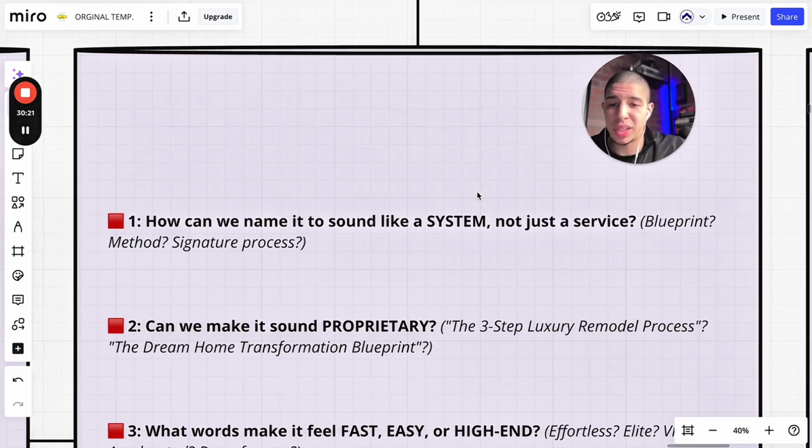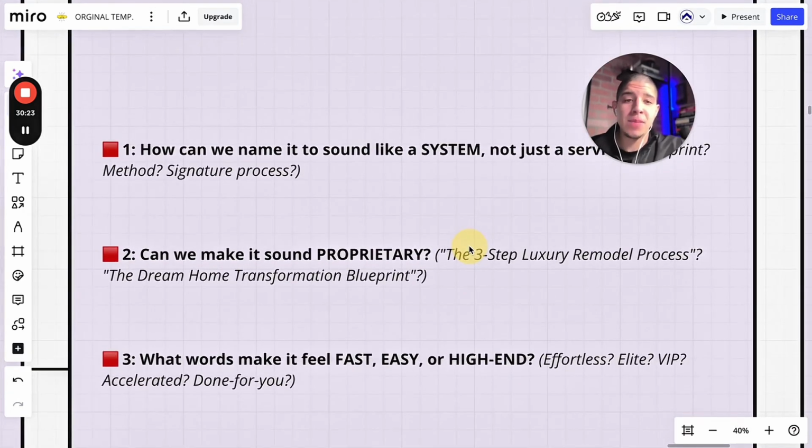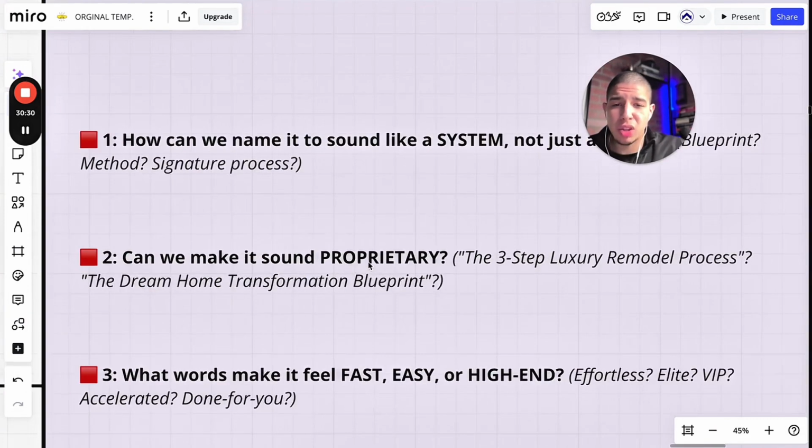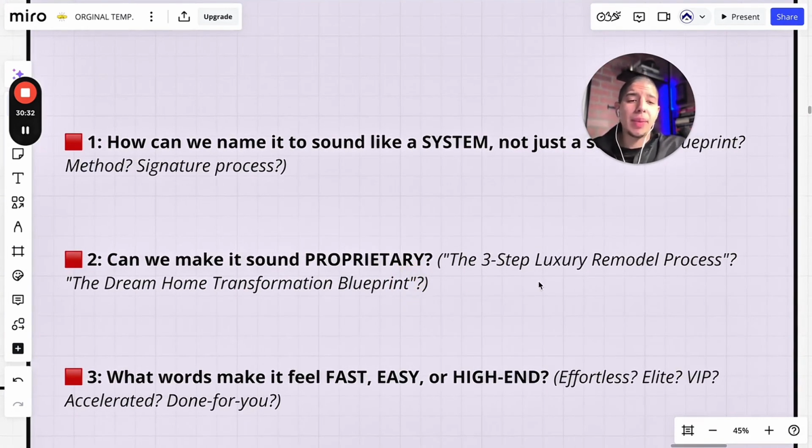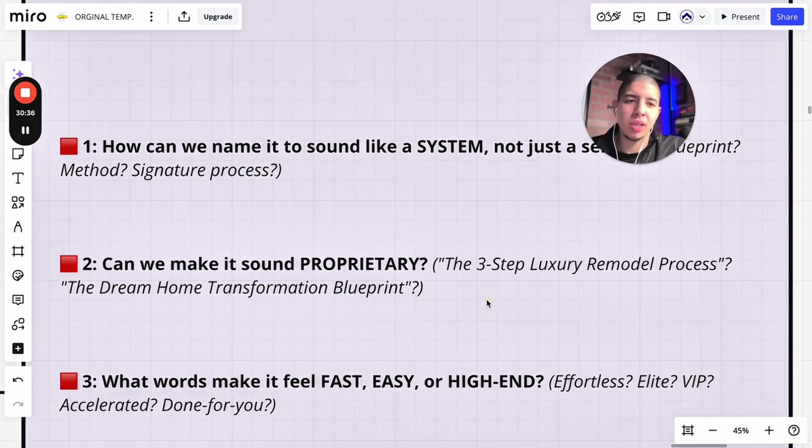Blueprints, methods, signature process, right? This is our blah, blah, blah process. Systemize everything you do, man. Can we make it sound proprietary? The 3-step luxury model process, the dream home transformation blueprint. So I just said, right?